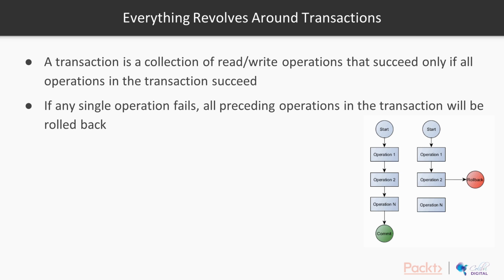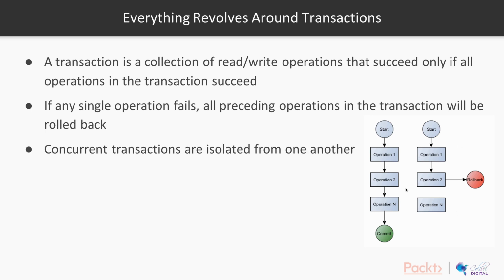And we can see an example of that here in this diagram. So the first transaction, all of these three operations, 1 to n operations occur, they all succeed, and then there's a commit, and that makes those transaction operations available to other operations. Whereas on the one on the right, the second operation fails, so nothing gets committed. And that allows concurrent transactions to be isolated from one another. And if you combine all of these things together, it means a database is able to offer ACID guarantees.